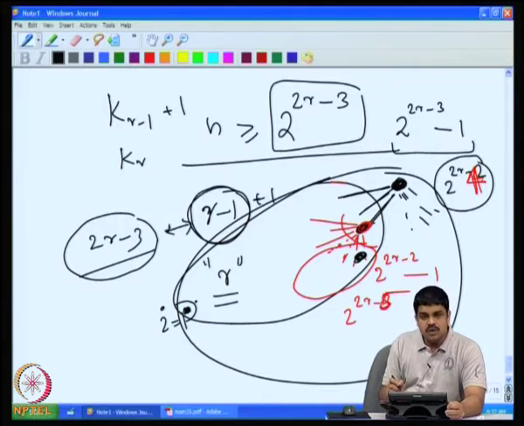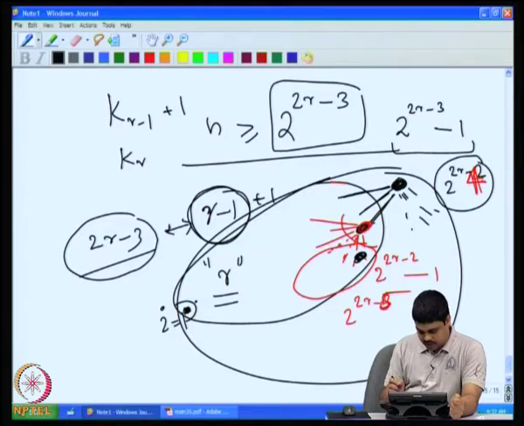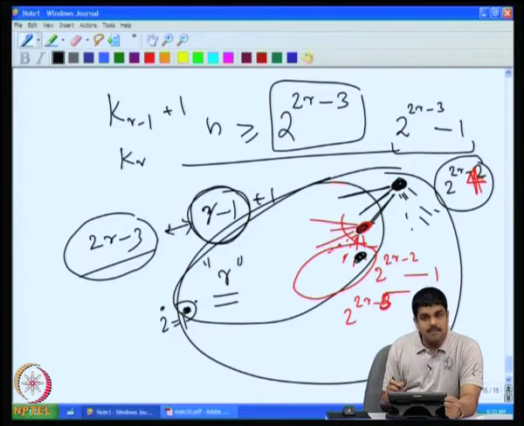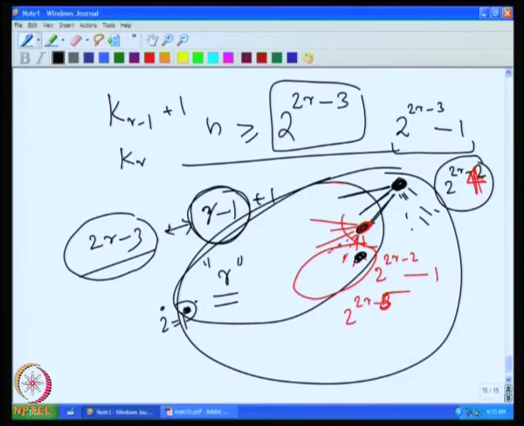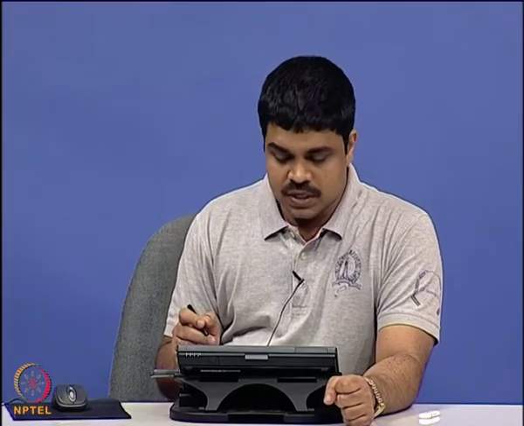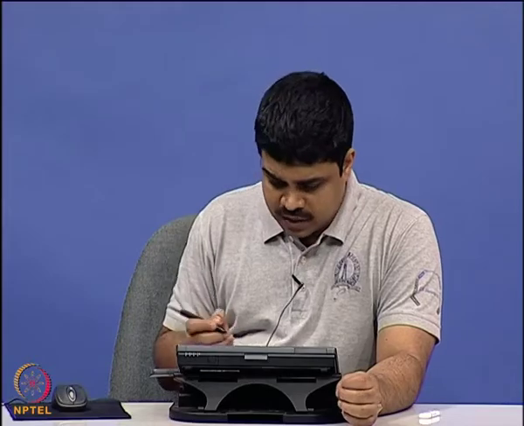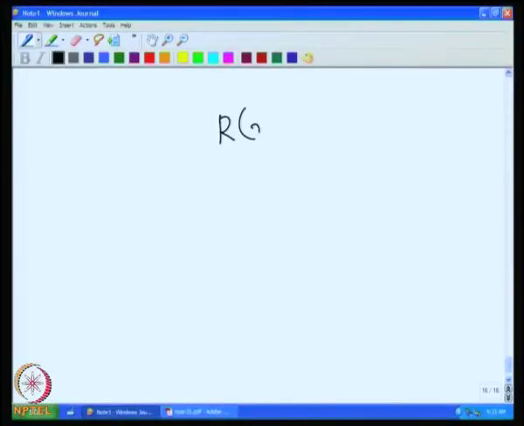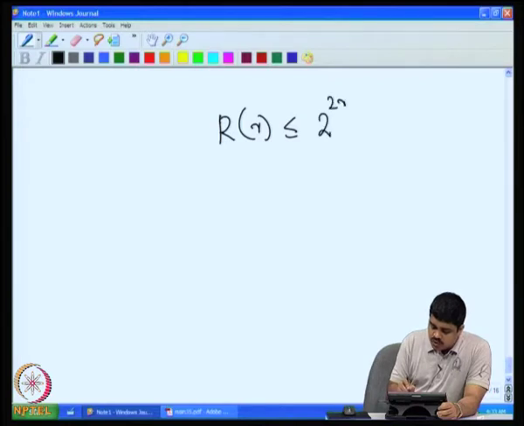r. So, it looks like we can see that if the number of vertices in the graph is at least 2 raised to 2r minus 3, we can always find either a complete graph on r vertices or an independent set on r vertices. So, therefore, we conclude that R(r), the Ramsey number, has to be less than or equal to 2 raised to 2r minus 3.